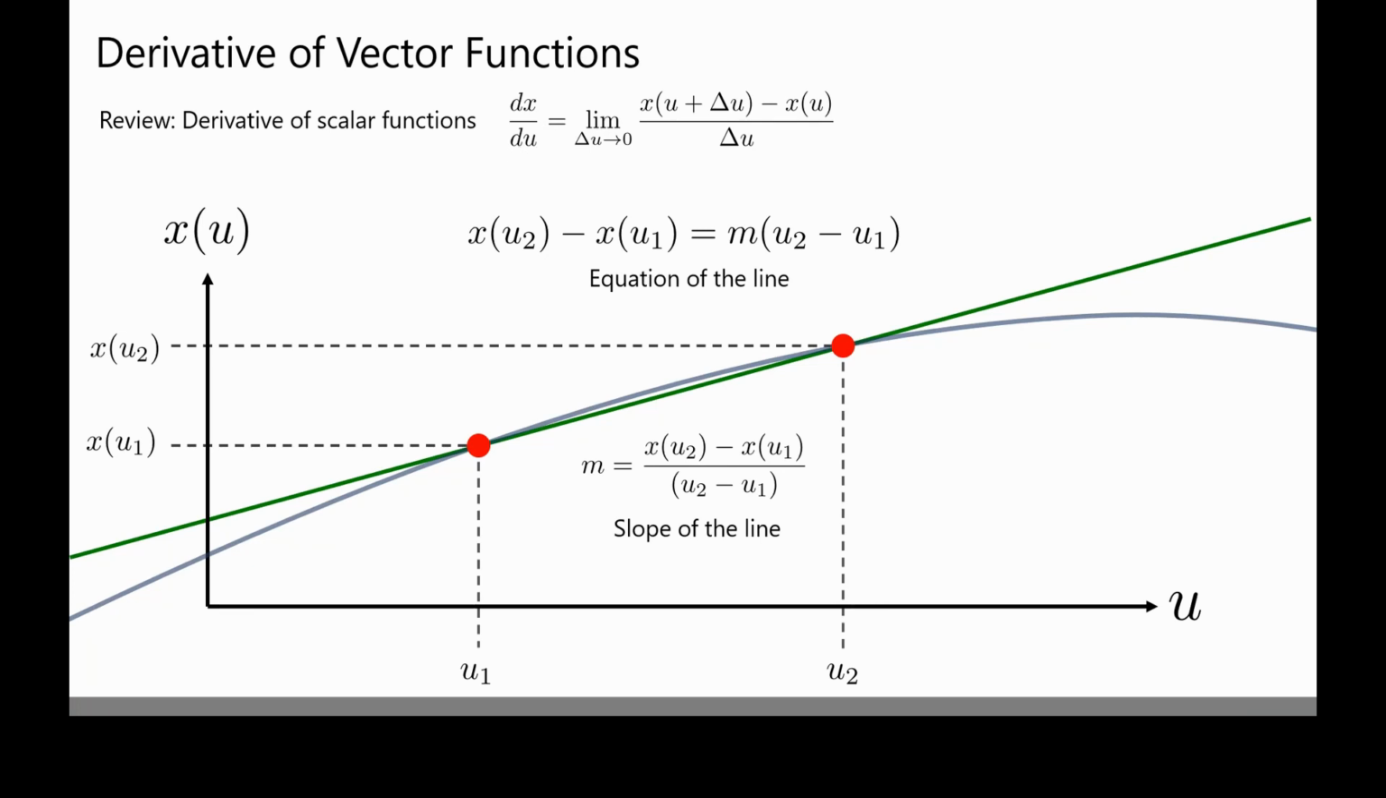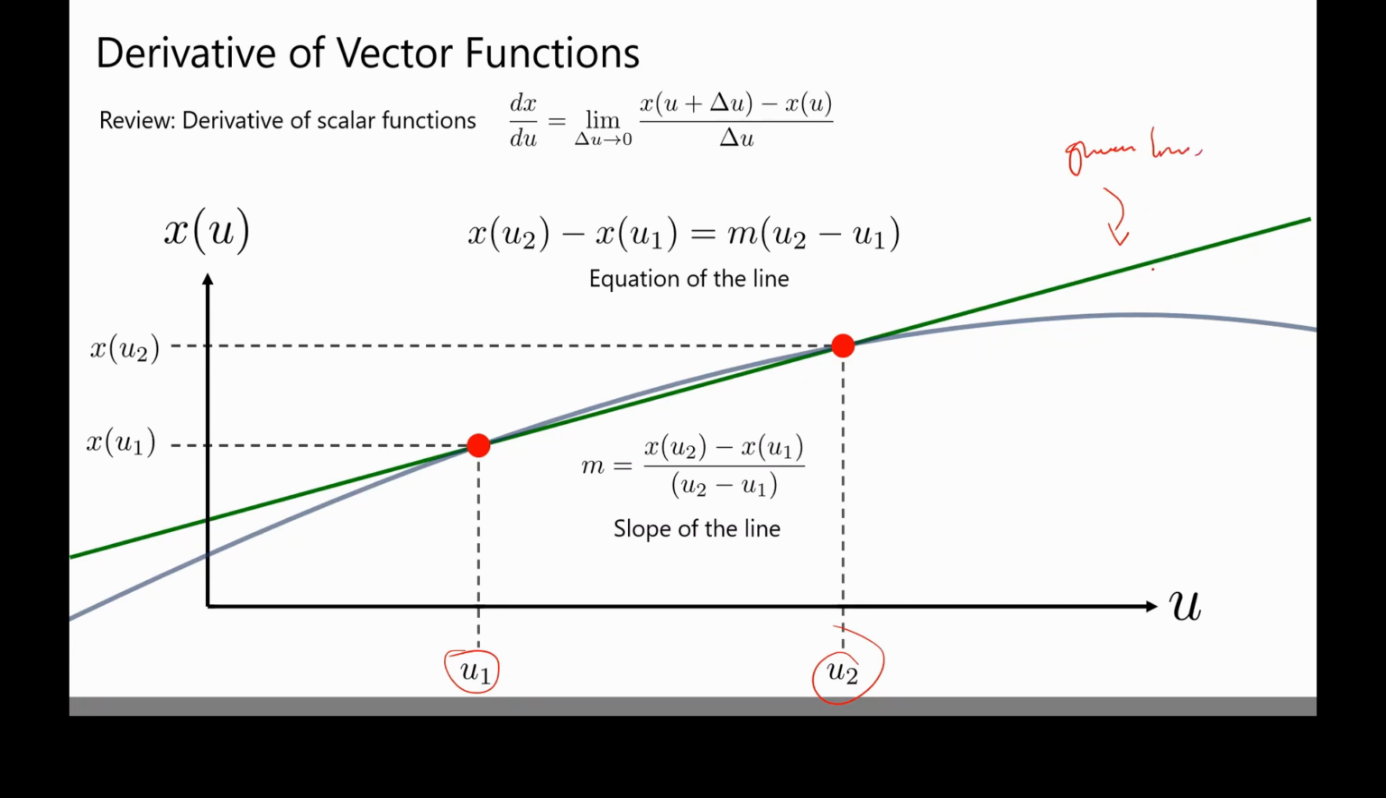When we talk about derivatives, we are getting the slope of the line. Remember, the slope of the line. So let's say you define two points, u1 and u2. The first point is u1, the second point is u2, and you look for the change in the value of x of u between u1 and u2. At u equals u1, this is the point, and at u equals u2, this is the point on the function. If you plot a straight line that passes through these two points, you will get this green line.